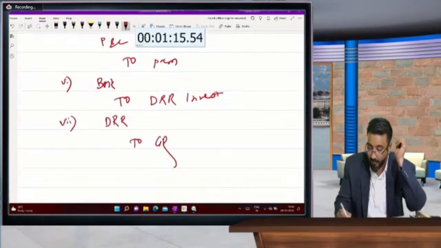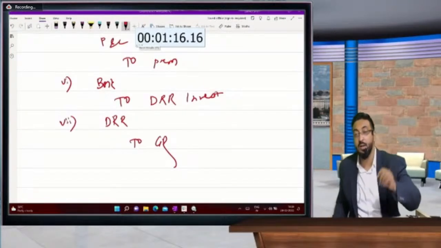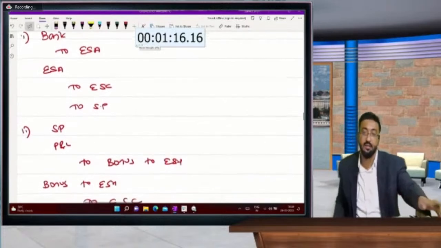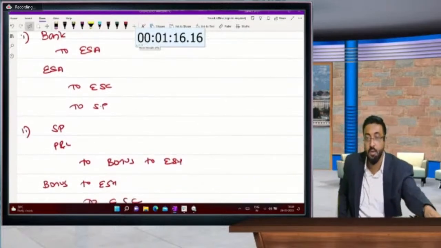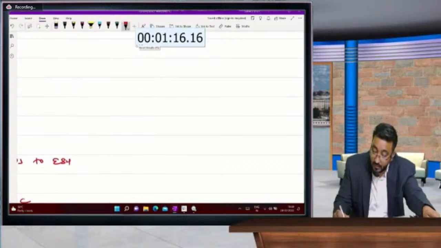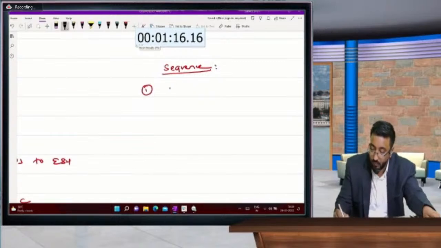Sir, as you are a faculty, you can recall it within 1 minute 16 seconds by writing all this. If you want to recall, you can write the sequence. Number 1, rights issue, 2 entries. You can write in the same way.